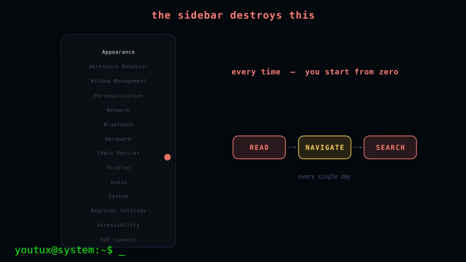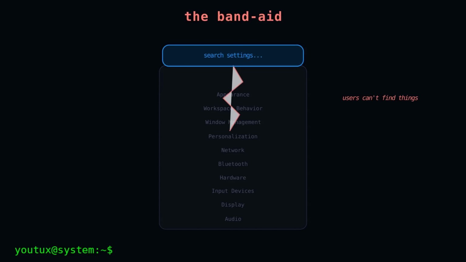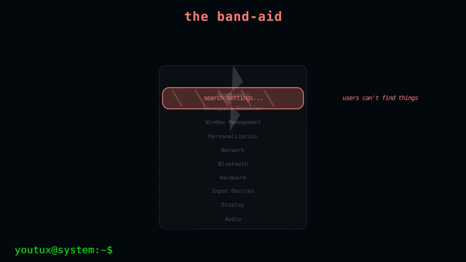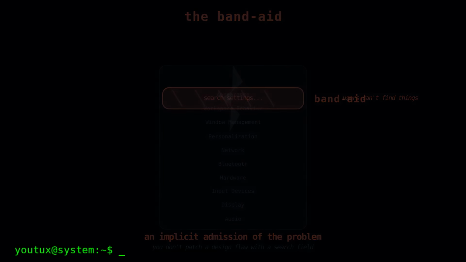The sidebar destroys this mechanism. Every time you open System Settings, you start from zero. You read, you navigate, you search. There is nothing to remember spatially because everything is text, everything is a list, everything scrolls vertically in an identical way. And the search field KDE added to compensate? It's an implicit admission of the problem. You're patching a hole with a Band-Aid.